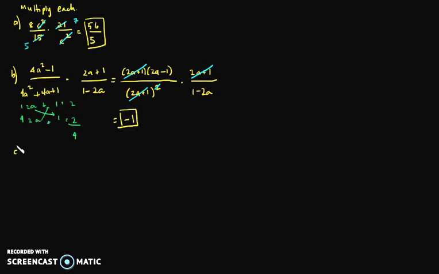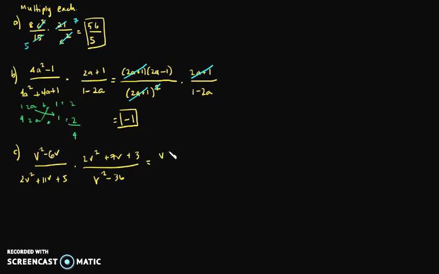Okay, so another example. How about if we have b squared minus 6b all over 2b squared plus 11b plus 5 multiplied by 2b squared plus 7b plus 3 over b squared minus 36. Again, by applying what we have learned in factoring, we can proceed with this one. We can factor this one out.